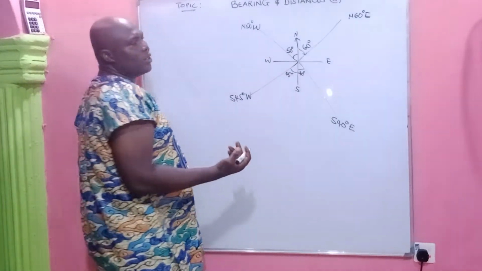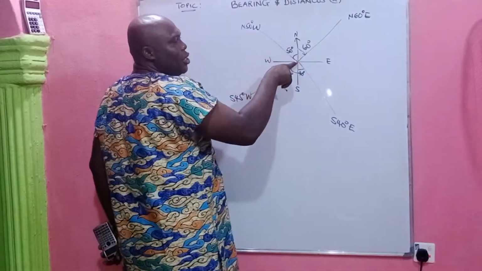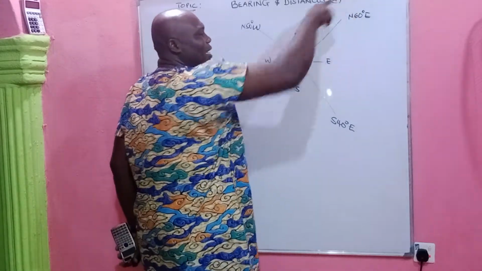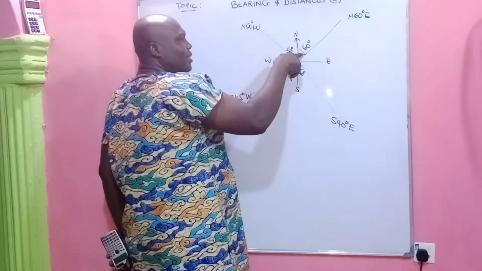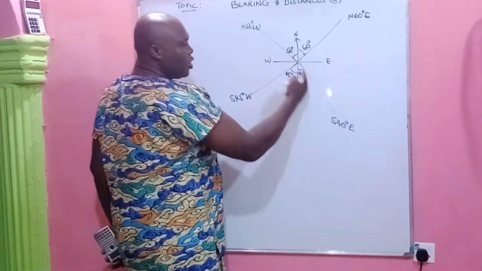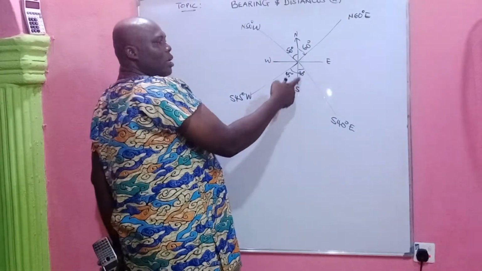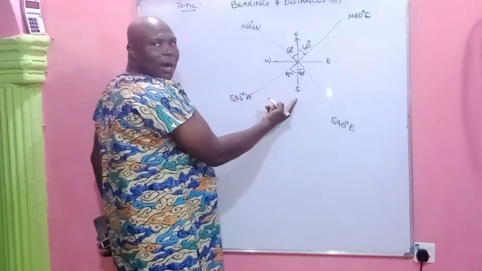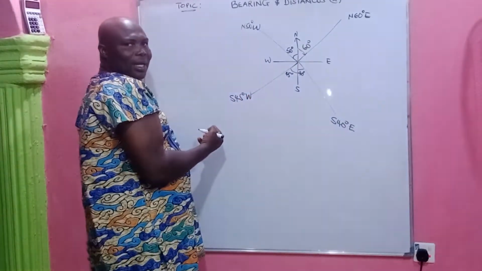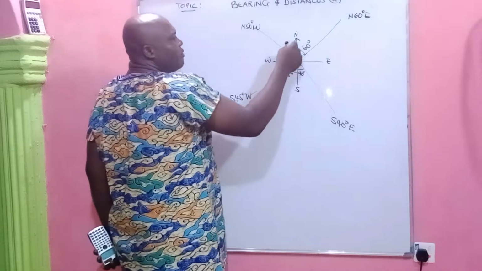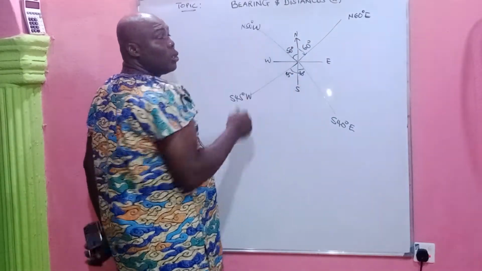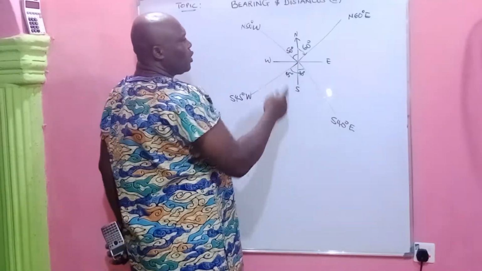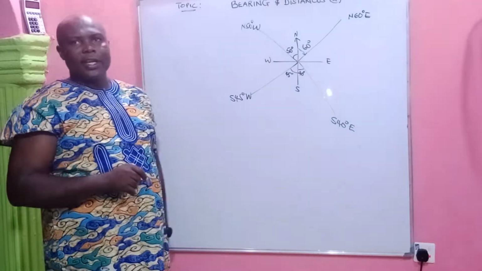If you look at all this, you can see that when you're measuring, when your angle falls between north and east, it will be north 60 degrees east. If it falls between south and east, it will be south 40 degrees east. If it falls between south and west, it will be south 45 degrees west. The angle can be anything. And if the angle you're talking about falls between north and west, we have N 50 degrees west.